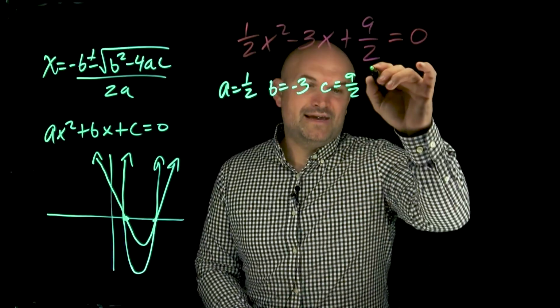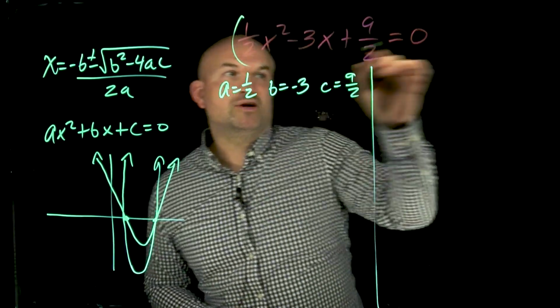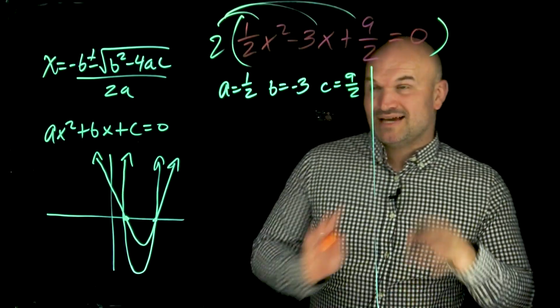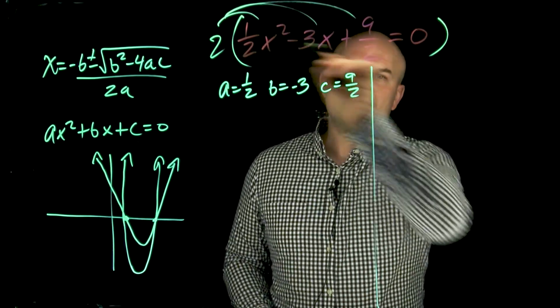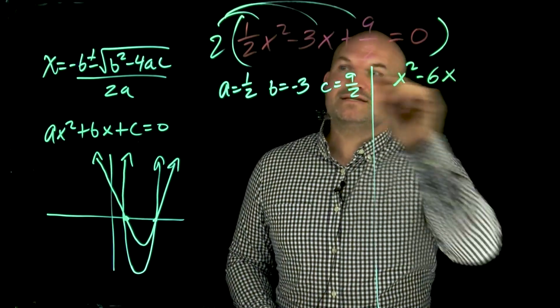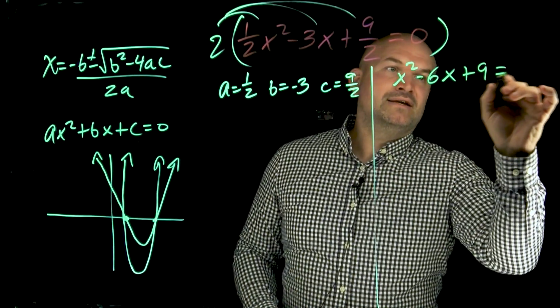But what about if you wanted to do it the other way? What if you wanted to get rid of the fractions? So again, you're multiplying everything by 2. Everything needs to be multiplied by 2. And if you do that, 2 times 1/2 is just going to be a 1, so an x squared. 2 times -3 is a -6x. 2 times 9/2, again, the 2's are going to divide out. That's going to be plus 9 equals 0.